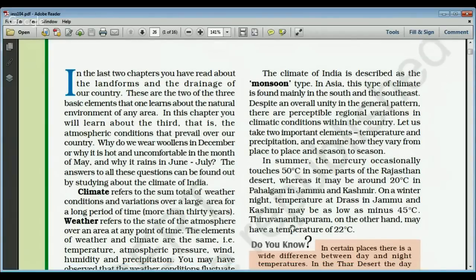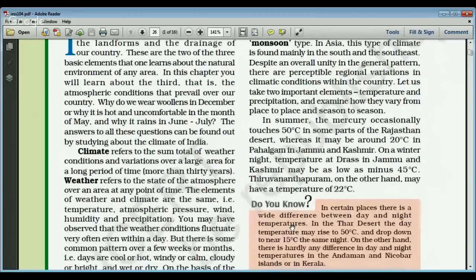And despite an overall unity in the general pattern, there are perceptible regional variations in climatic conditions within the country. If you take two important elements, temperature and precipitation, I have told you that these are the most important elements associated with climate and weather. You can see the variation across the regions, because in summer sometimes the temperature touches 50 degrees in some parts of the Rajasthan desert and in some parts of Gujarat also, but it will be only 20 degrees in Jammu and Kashmir.